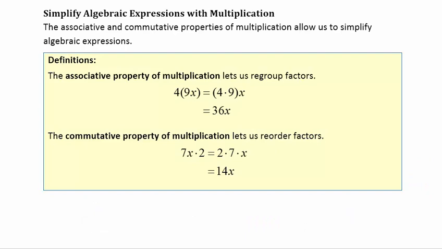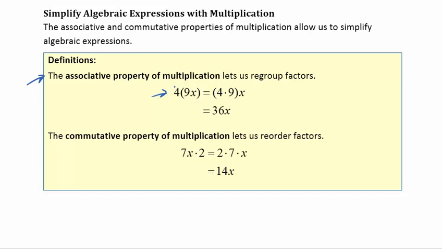The associative and commutative properties of multiplication allow us to simplify algebraic expressions. Let's take a look. The associative property of multiplication lets us regroup the factors. So notice here, if I have 4 times 9x in parentheses, I can reorganize this and take 4 times 9, which then gives us 36x.